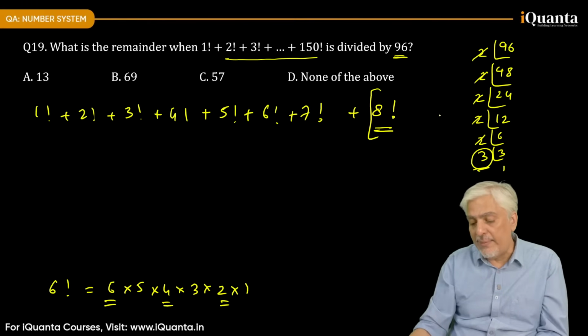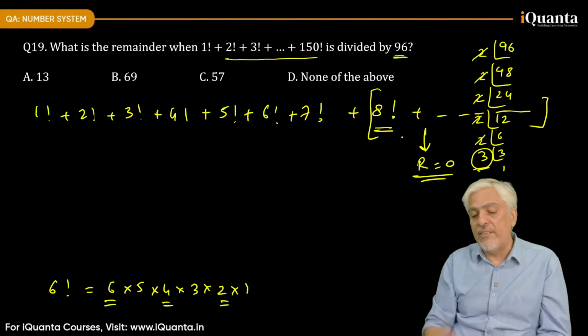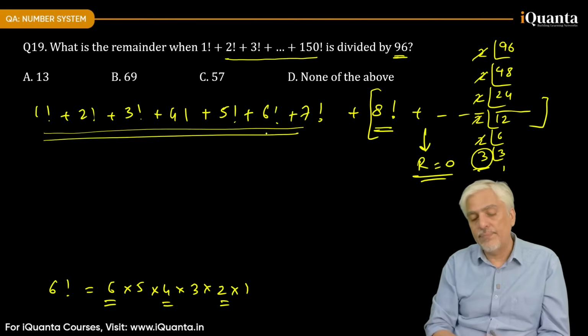So from here the remainder of everything will be 0. However far you write, the remainder will be 0 when divided by 96. So I have to solve only this much very carefully.